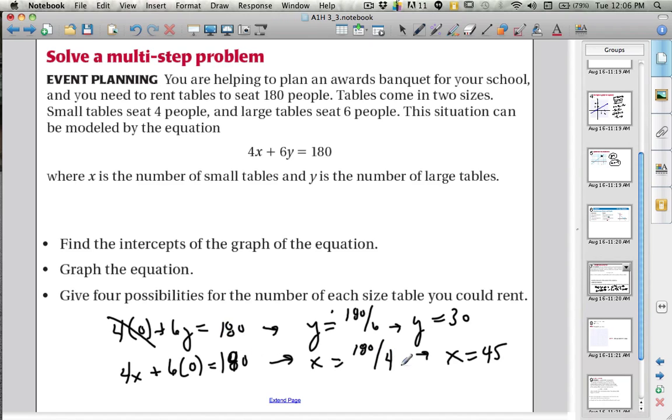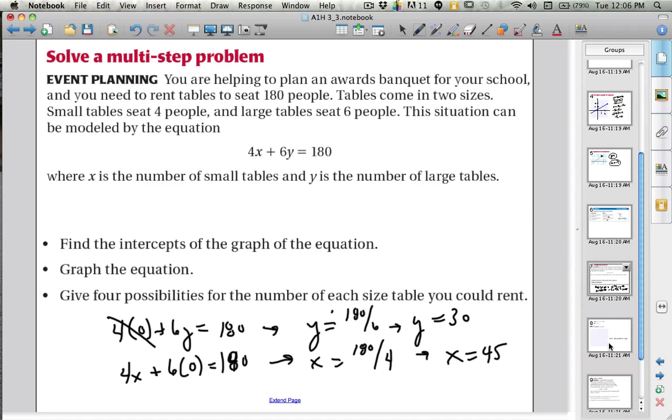Okay, if I want to double check my work, 6 times 30 should equal 180. Yes, it does. 4 times 45 should equal 180. Yes, it does. So I've definitely done the work right. So I can rent 30 large tables and no small tables, or 45 small tables and no large tables, and that's 2 of the possibilities for the table combinations that I could use.